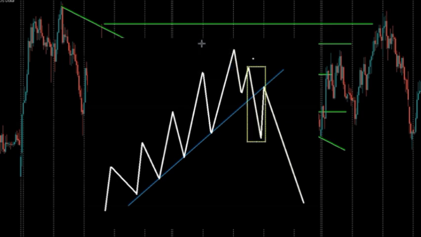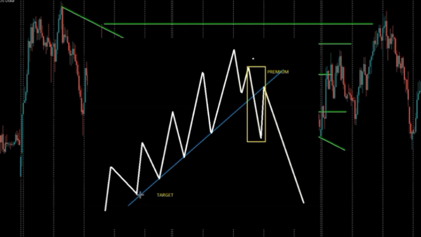you make sure price is at the 50% fib, the premium zone. Make sure price is at the premium zone before making any entry. This premium zone is the 50% fib. You enter at that point and you target the last liquidity point. That means the last point where price hits the trend line.